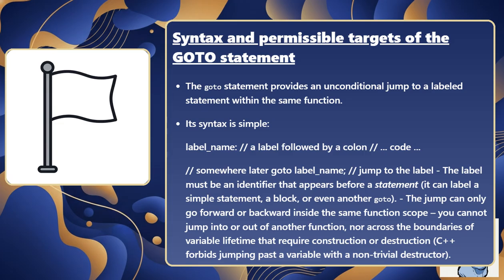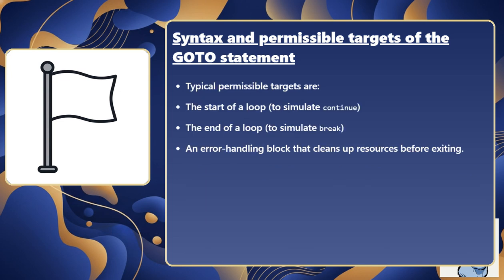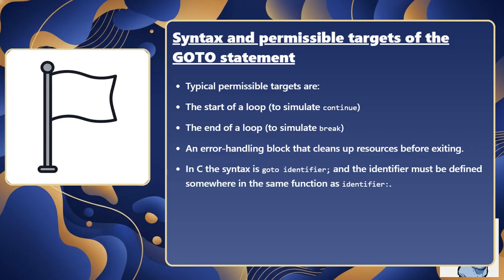You cannot jump into or out of another function, nor across the boundaries of variable lifetime that require construction or destruction. In C++, this forbids jumping past a variable with a non-trivial destructor. Typical permissible targets are the start of a loop to simulate continue, the end of a loop to simulate break, and an error handling block that cleans up resources before exiting.